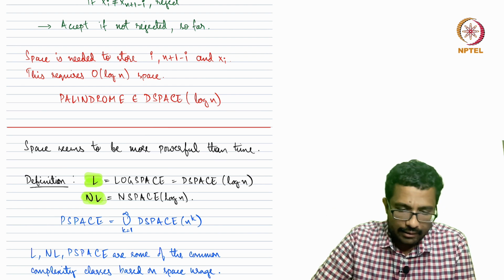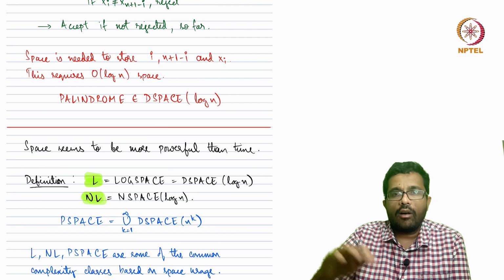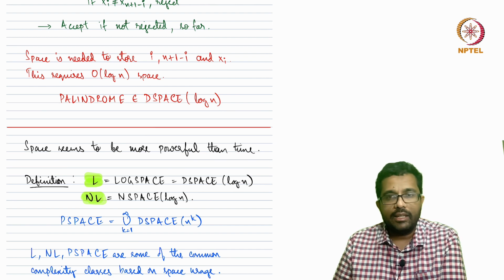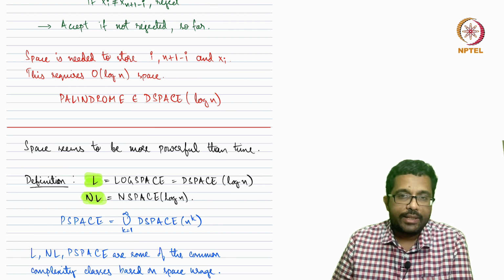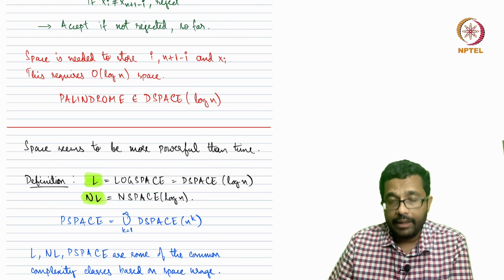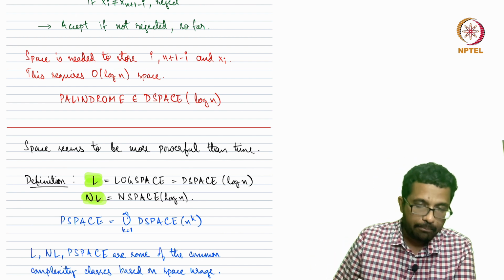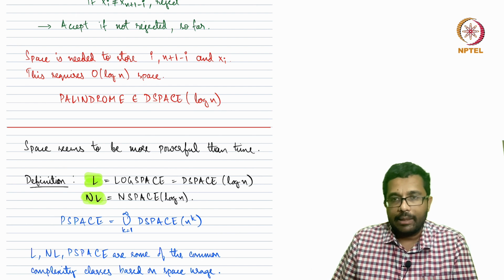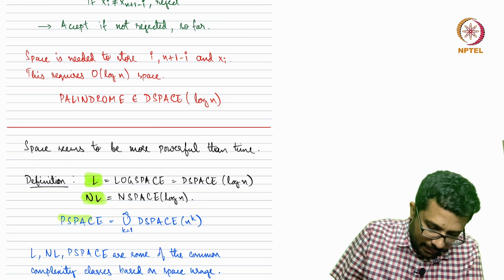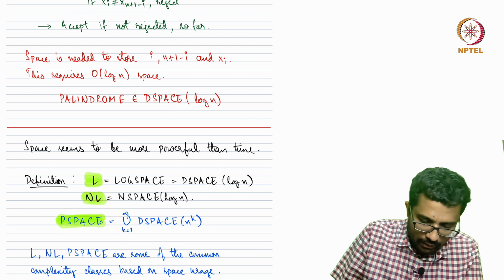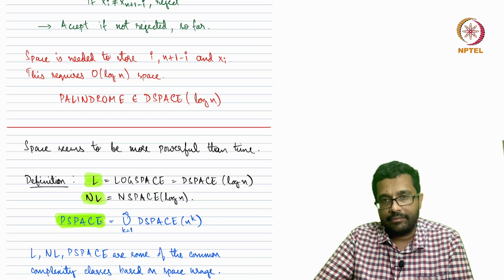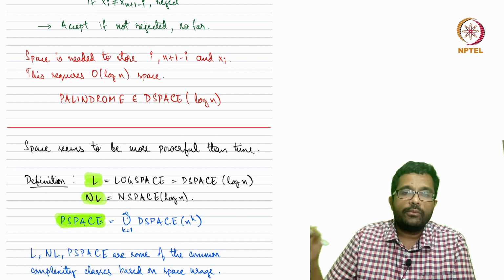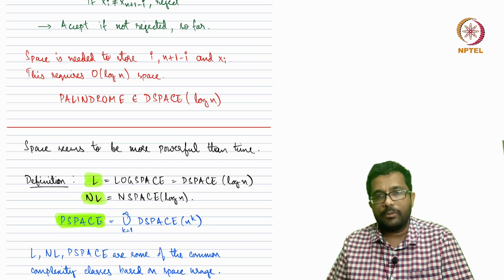Now the third thing is, analogous to polynomial time, we had the class P, which indicated the set of all computational problems which can be decided in polynomial time, which is n to the power k time by some deterministic Turing machine. So we had P, which was the union of DTIME(n^k). Analogously, we have PSPACE. It is the set of all computational problems that can be decided in polynomial space. So this is analogous to P.